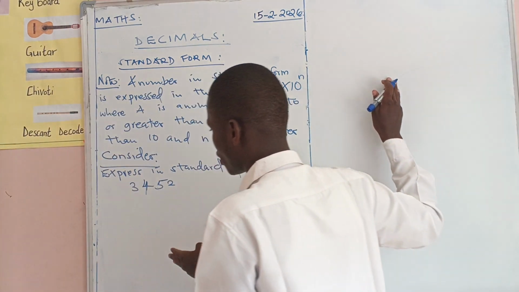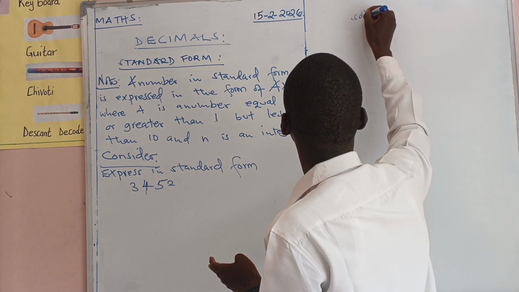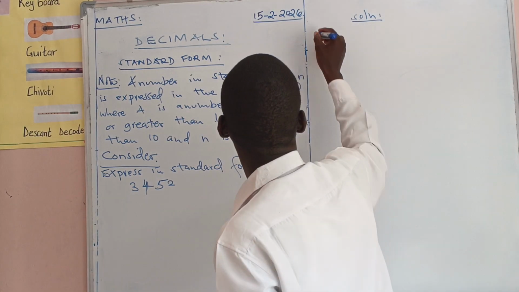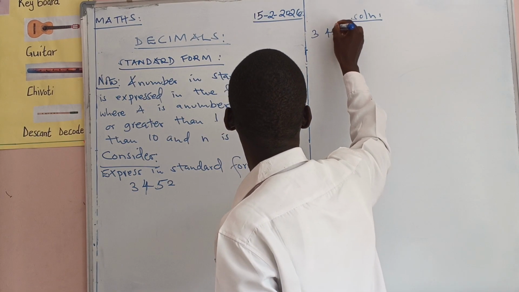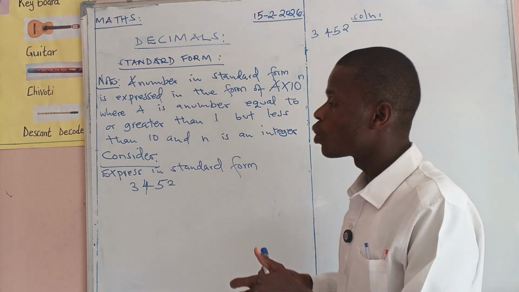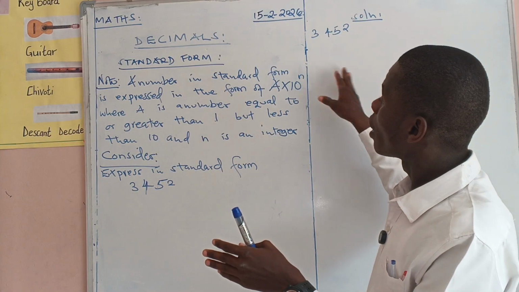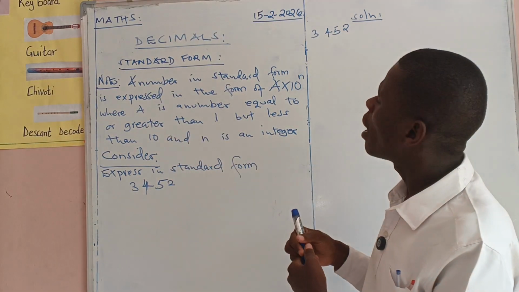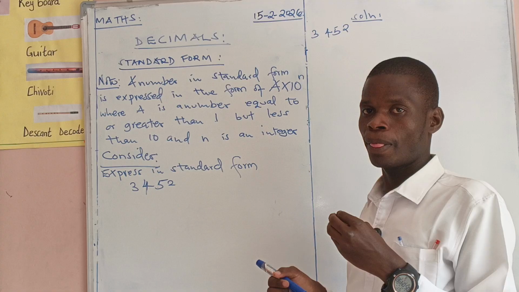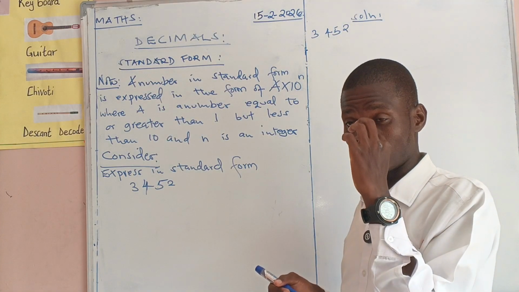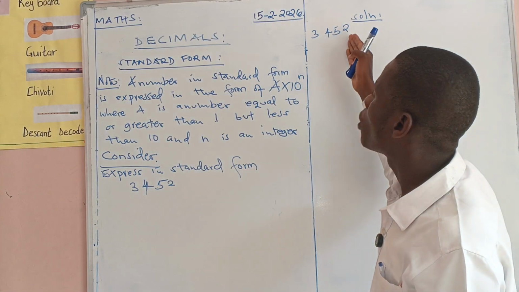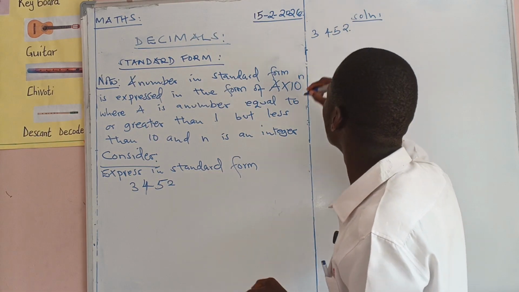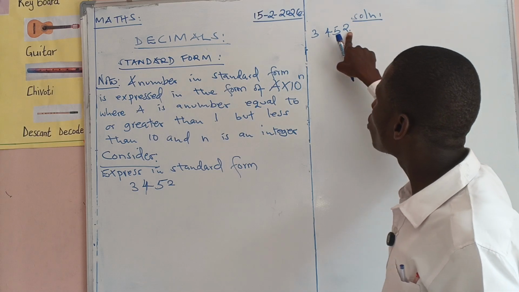So let me express it this side. My solution: I have 3,452. I'm being told to write this number between 1 and less than 10. So I'll ask myself, for any whole number, where is the position of the decimal point? For all whole numbers, the decimal point is always to the right of the ones digit. So this is where I have my decimal point here.